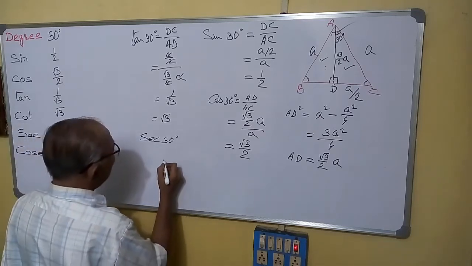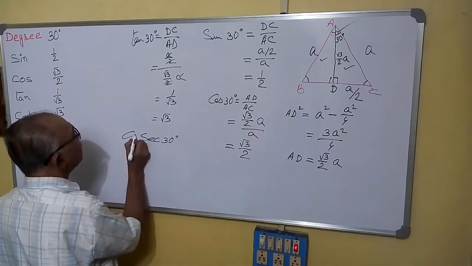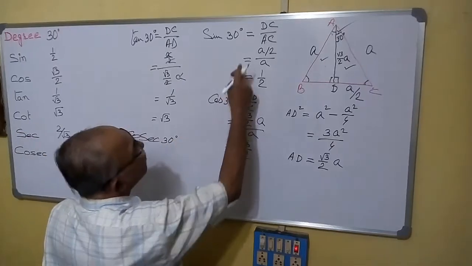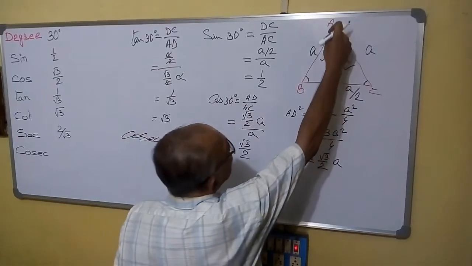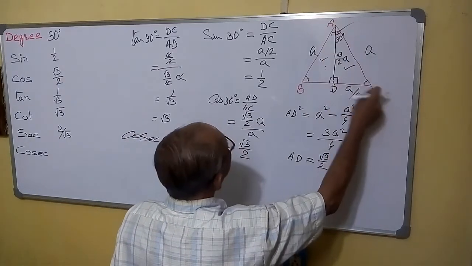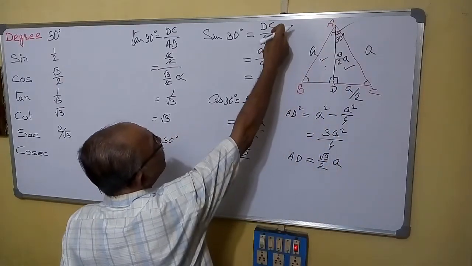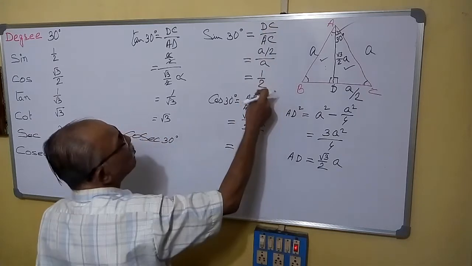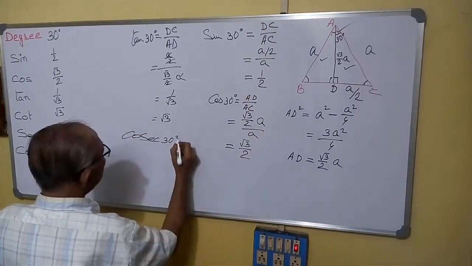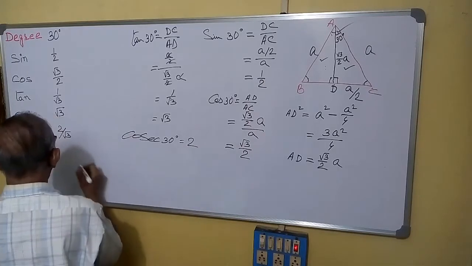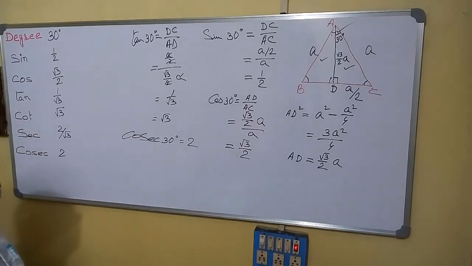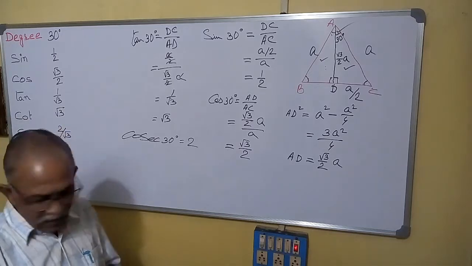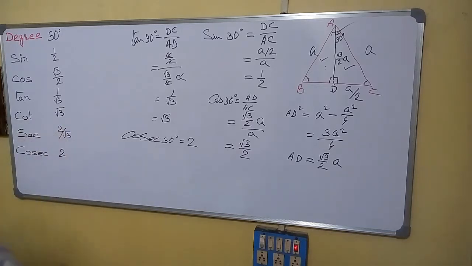Cosec 30. Cosec is hypotenuse by perpendicular. That means AC by CD. Just its opposite. DC by AC is 1 by 2, so its opposite will be 2. So this one will be 2. In this way, we can measure all the ratios of 30 degree.